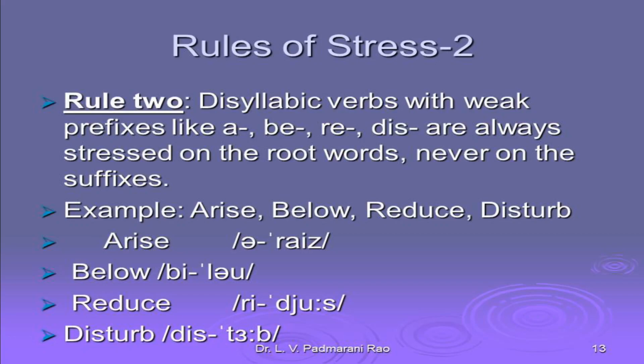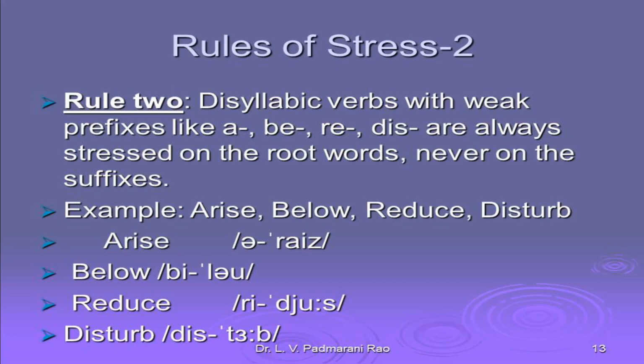If the prefixes are A, BE, RE, DIS, 4 are there. So almost 4 rules are kept in the same rule, right? So the weak prefixes like A, BE, RE, DIS, if the words are beginning with them, the root words are always stressed and never the prefixes. That is the rule. What is the rule? If the disyllabic verbs are with the weak prefixes like A, BE, RE, DIS, they are always stressed on the root words and never on the prefixes.